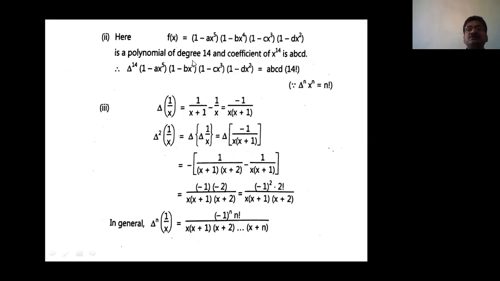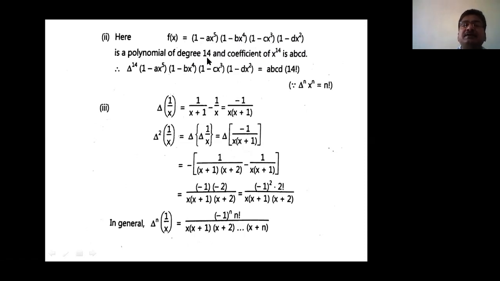So here, delta raised to 14 of this multiplication, that is delta raised to 14 of each term. After multiplication, we have a polynomial of degree 14, and the coefficient of x raised to 14, called the leading coefficient in this polynomial, is what? It is a into minus a into minus b into minus c into minus d, meaning ABCD. If these brackets are only these, suppose the last bracket is not present in f(x), then what is the coefficient and what is the degree of the polynomial? It is x raised to 5, x raised to 4, x raised to 3.